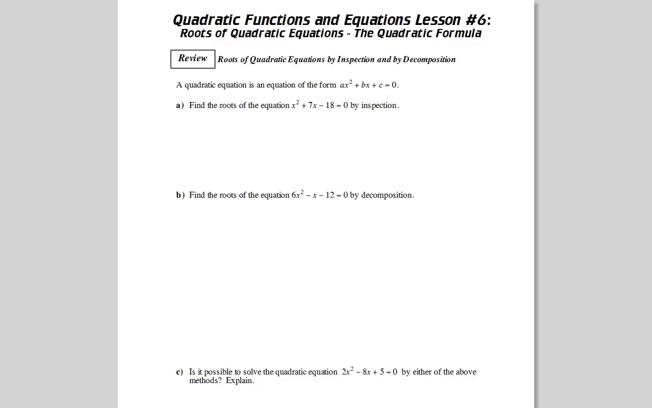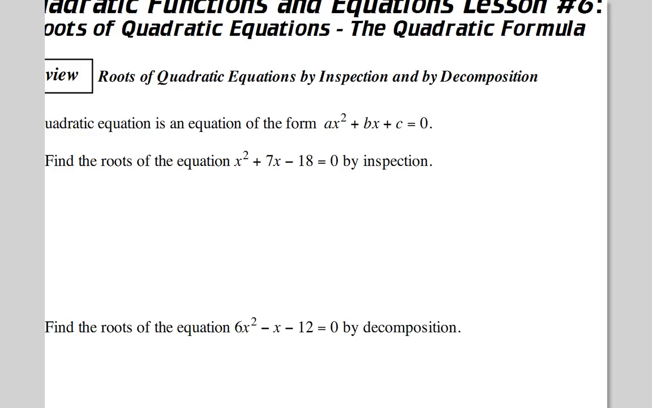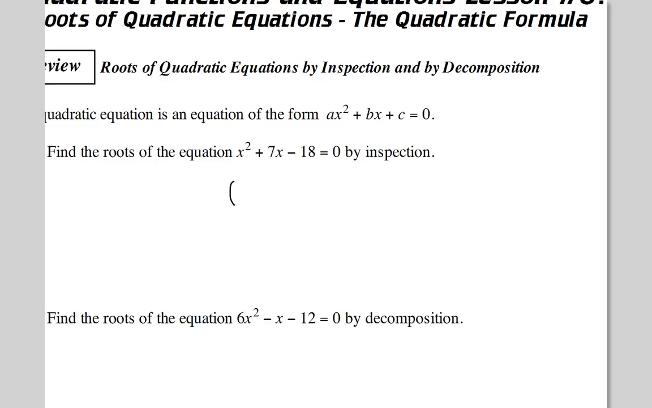Do you remember the zero product rule from last unit? So quickly, let's use inspection to factor this and solve for the roots. What's the magic numbers here? To make 18, it's 9 and 2. And then which one's negative? To make the positive 7. Positive 2 and a negative 9? No, positive 9 and a negative 2.